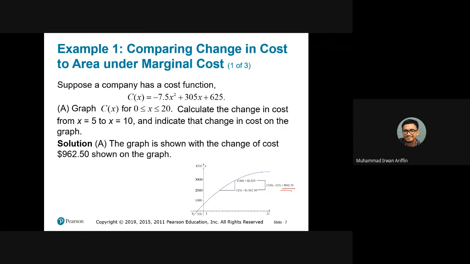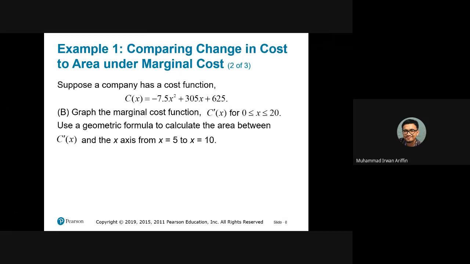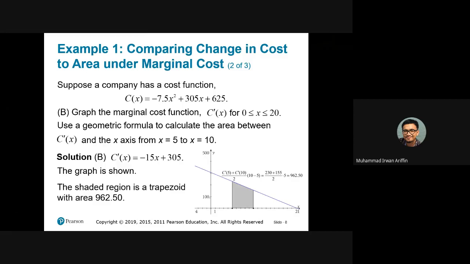So find the difference between C10 and C5, which would be 962.50. Okay, and then for part B, graph the marginal cost and then use the geometric formula to calculate the area between the marginal cost curve and the x-axis.